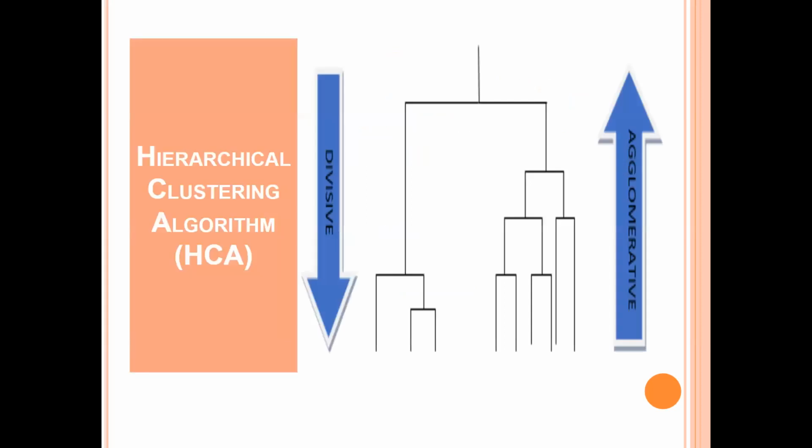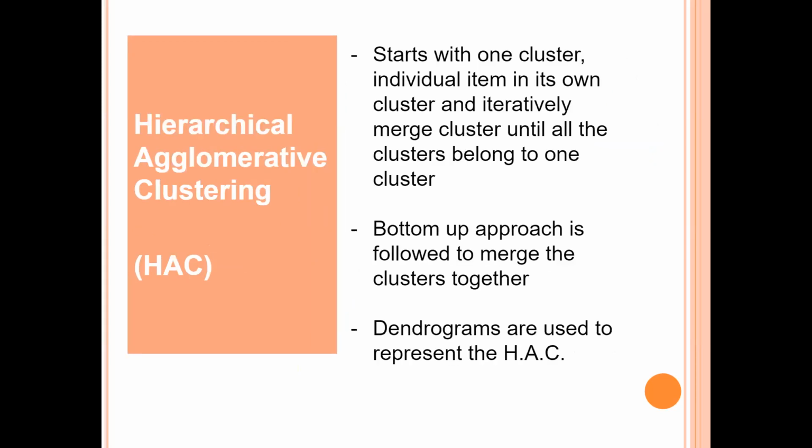Now, in this hierarchical clustering algorithm, as I just told you, it is having two types of algorithms: one is the divisive algorithm and another is the agglomerative algorithm. So we're going to learn what is happening in these two algorithms. First, have a look at it. It will create a tree-like structure which is called a dendrogram. Now moving ahead with the algorithm, that is hierarchical agglomerative clustering.